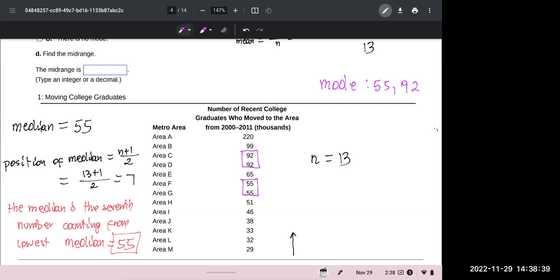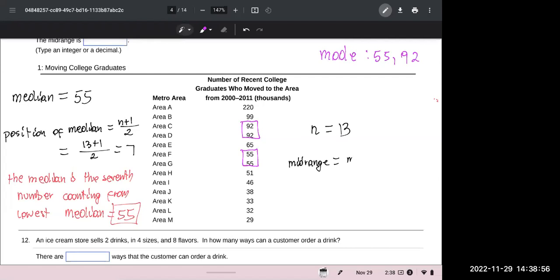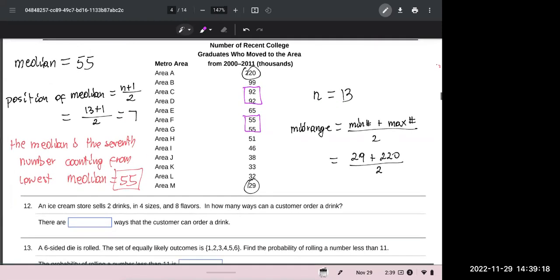And so we find everything, median, mode. Oh, they will ask you also to find mid-range. So mid-range. Again, we're using the formula, minimum number plus maximum number divided by 2. So in our case, the lowest number is number 29, plus the largest number, which is 220, and you will need to divide it by 2. Okay, so hopefully that makes sense.